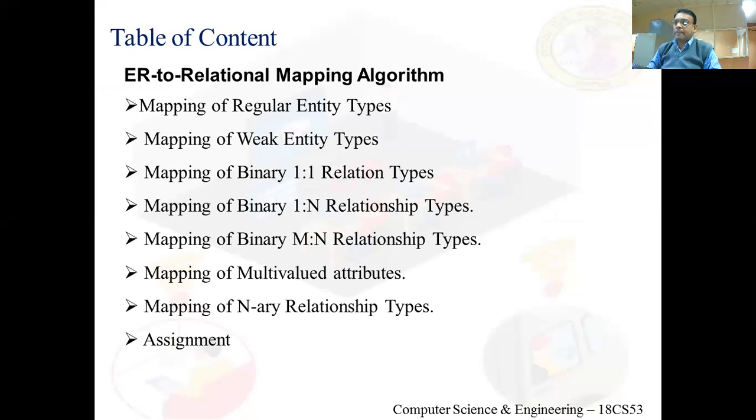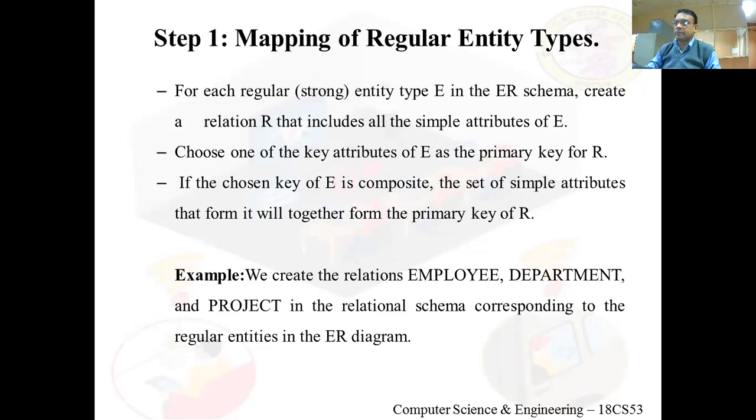The first step is mapping of regular entities. The second step is mapping weak entity types. The third step is mapping binary 1:1 relationship types. The fourth is mapping binary 1:n relationship types. And the fifth step is mapping 1:n relationship types. The sixth step is mapping multi-valued attributes. And the last step is mapping of n-ary relationship types.